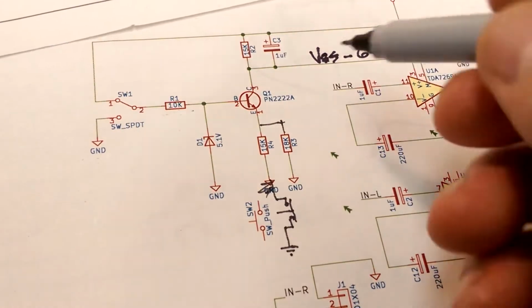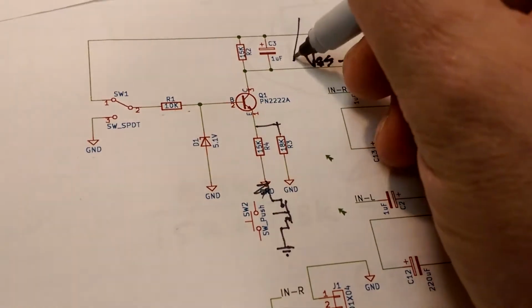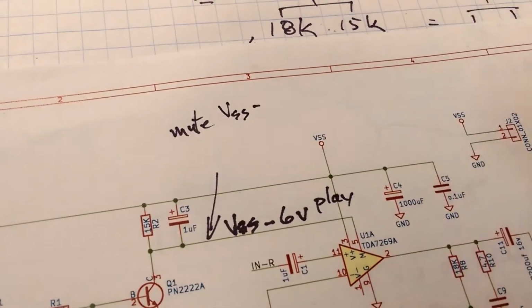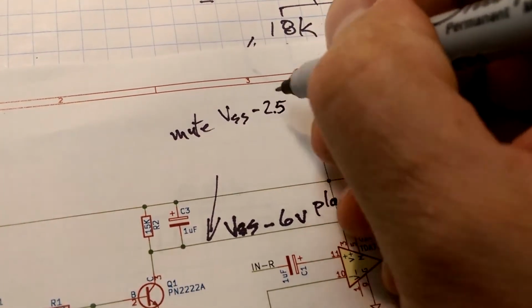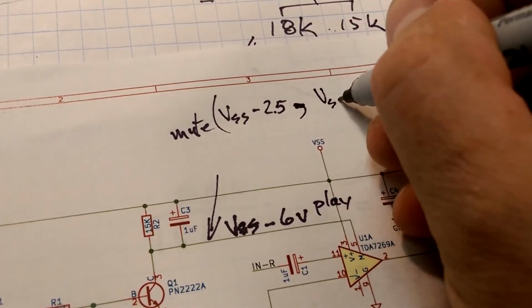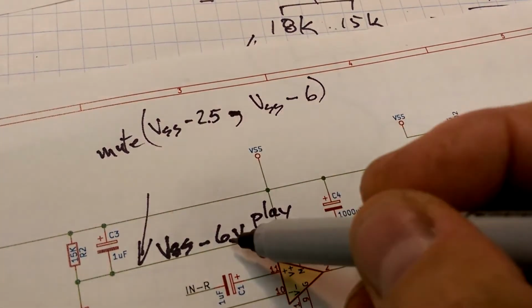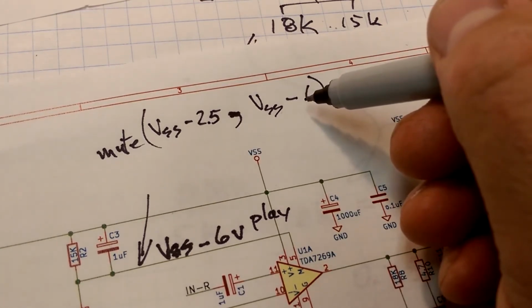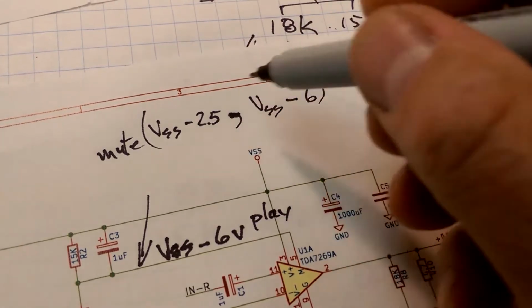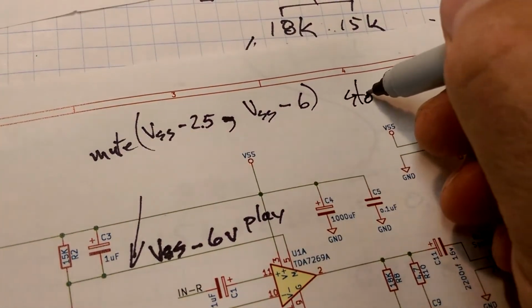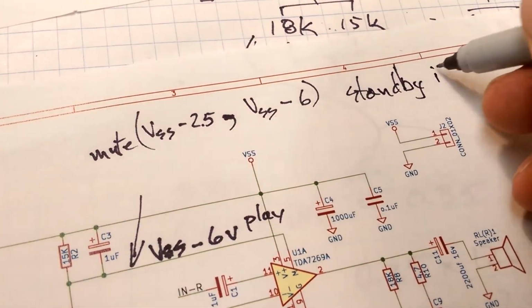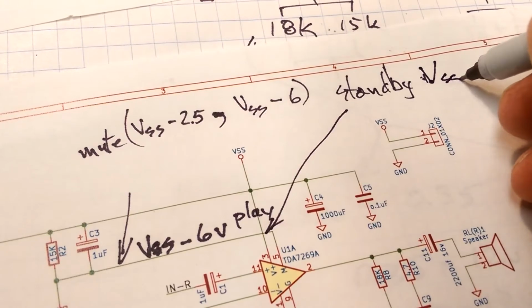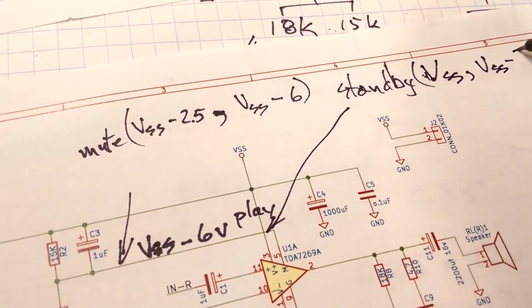If we want to be in mute mode, we need to hold this at VSS minus 2.5 to VSS minus 6. So anything above this voltage is going to put this into mute mode, and if it's held high, it's either in standby or mute. It's in standby mode if this is held high. So standby is if this is held at VSS to VSS minus 2.5.